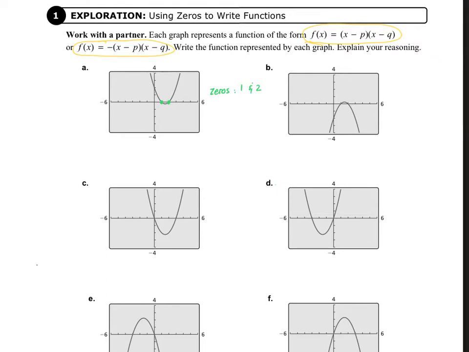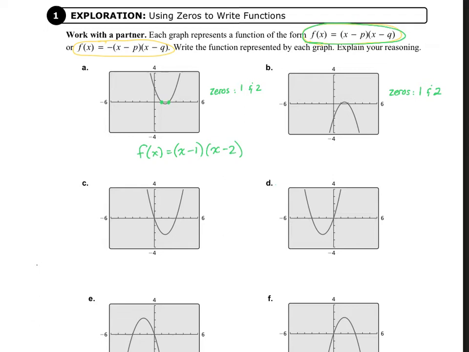Since this is a happy shaped graph, or it's opening up, we're going to use the first one, which is this one here. And so I just need to write my function, f of x equals (x minus 1)(x minus 2), because those are my zeros.